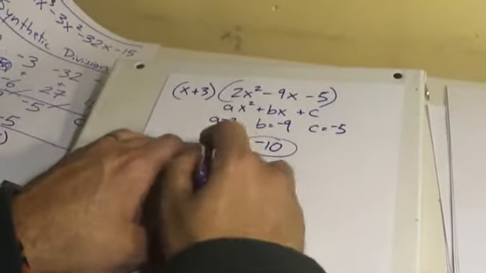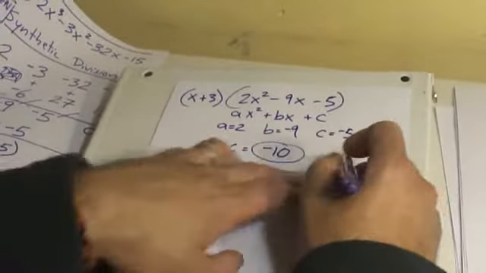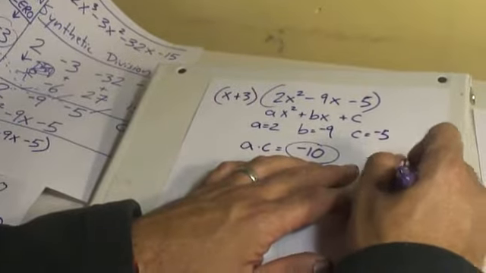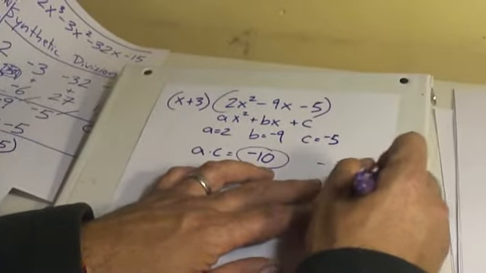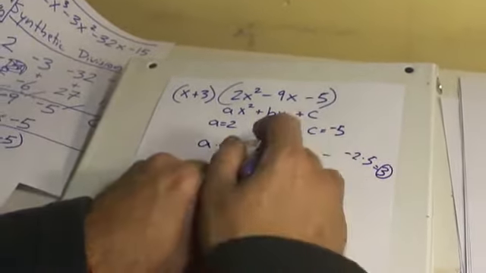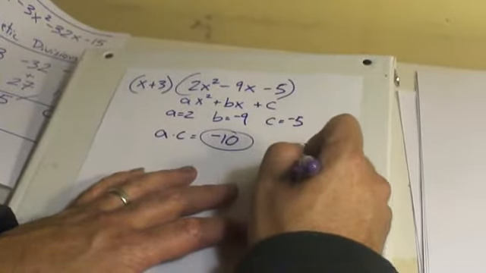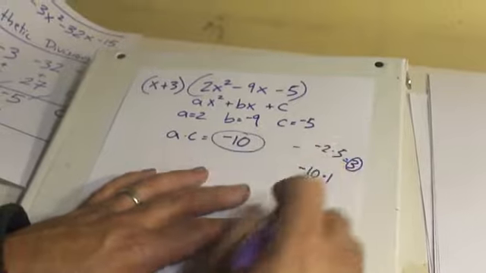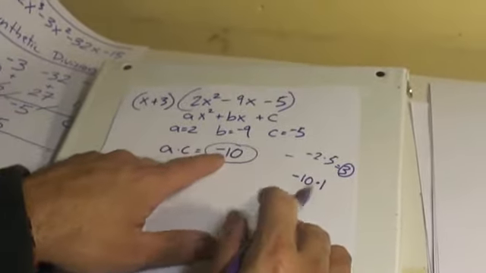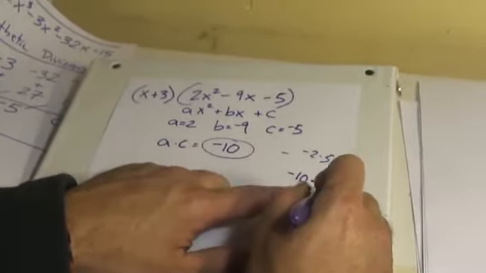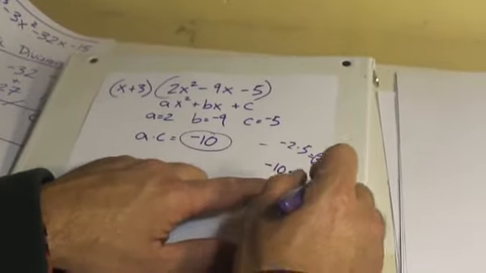Okay, so what are the factors of negative 10? Well, we could try negative 2 times 5, but that equals 3 if you add them up. That's not what we're looking for. We're looking for negative 9. Okay, how about if we did negative 10 times 1? Those are factors of negative 10. When you add them up, it equals negative 9. That's exactly what we're looking for.